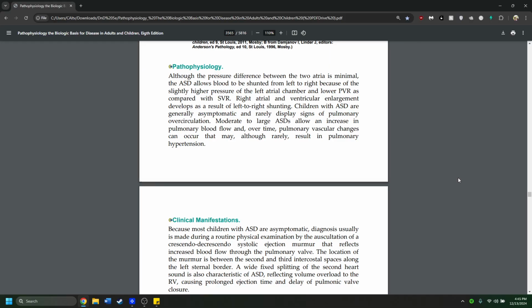Children with ASD are generally asymptomatic and rarely display signs of pulmonary overcirculation. Moderate to large ASD allow an increase in pulmonary blood flow, and over time, pulmonary vascular changes can occur that may, although rarely, result in pulmonary hypertension.